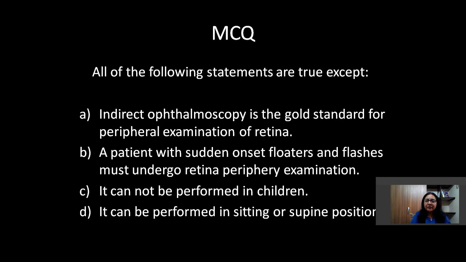All of the following statements are true except: indirect ophthalmoscopy is the gold standard for peripheral examination of the retina; a patient with sudden onset floaters and flashes must undergo retinal periphery examination; it cannot be performed in children; it can be performed in sitting or supine position. So the choices A, B and D are correct. However, choice C is incorrect because indirect ophthalmoscopy can easily be performed in children. Rather, sometimes it is the method of choice, and for ROP also we are using indirect ophthalmoscopy.